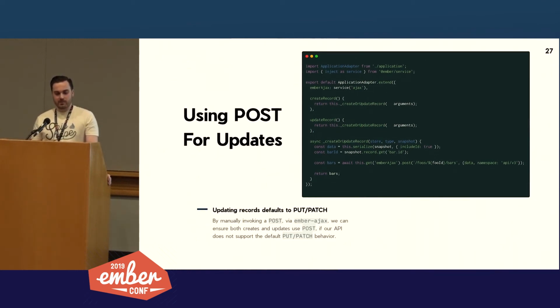One common case that I had to do as well was if your API doesn't do put and patch, but you're updating a record, update record is typically going to force that method to be used. So we wanted to use post in all cases. Here we have this adapter which has create record and update record methods, and they both call this create or update record method, which does the normal serialization and then manually uses Ember Ajax to call post so that all of the calls will be a post call.